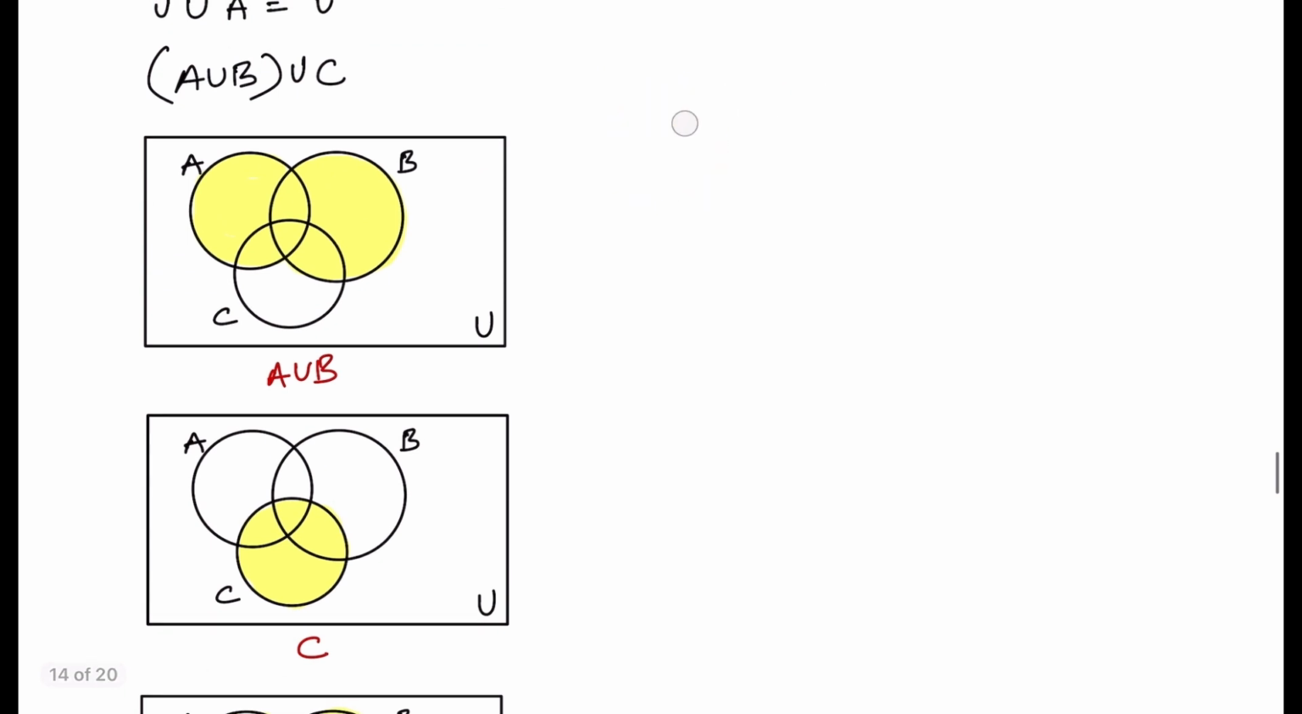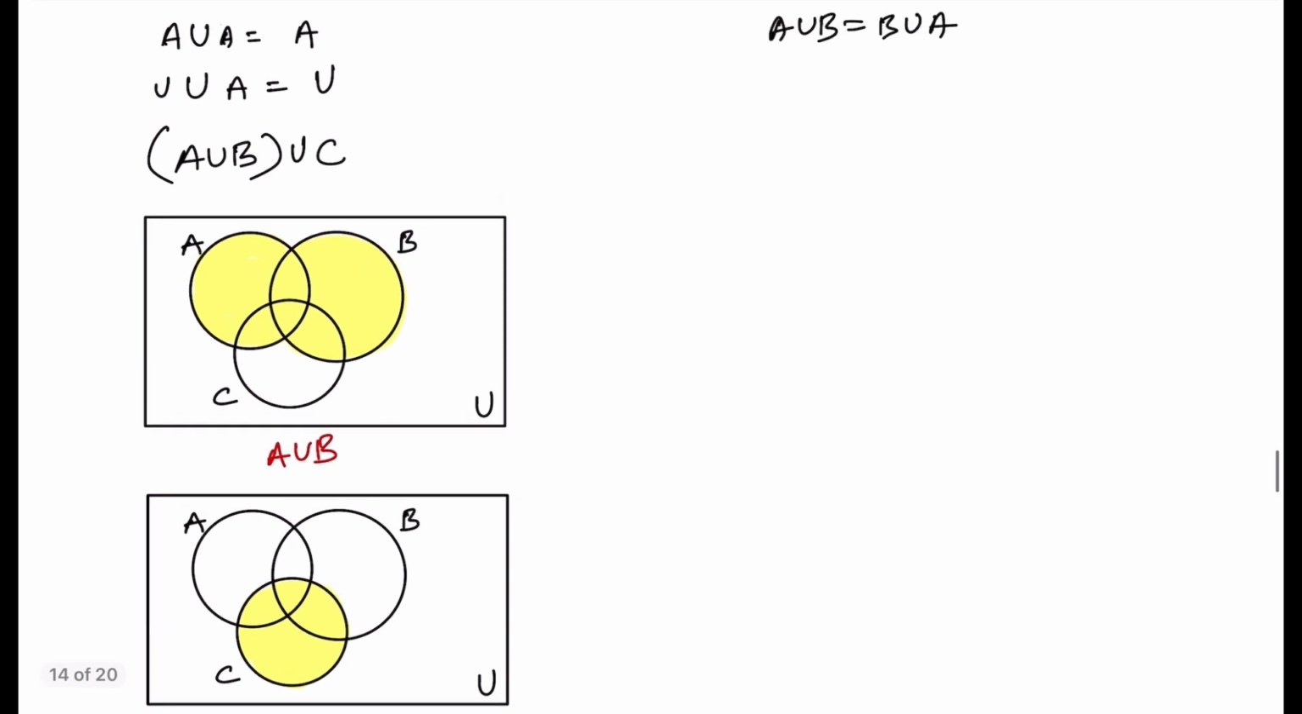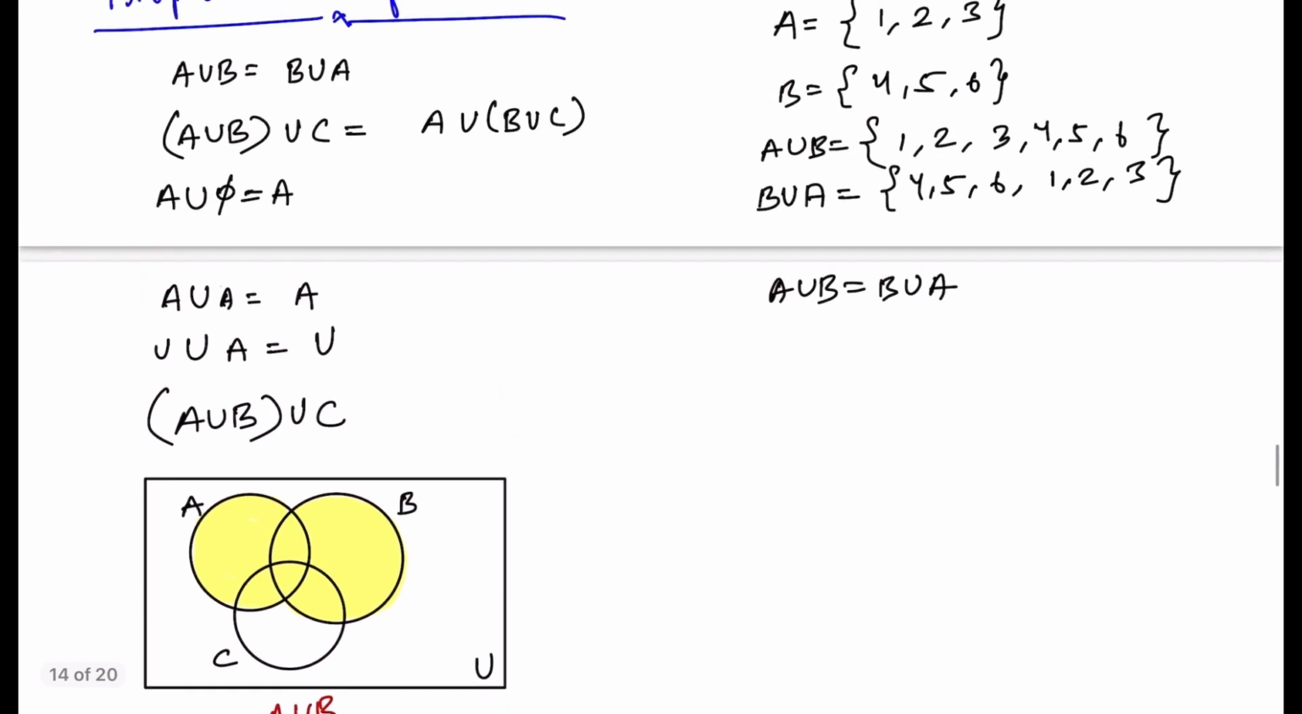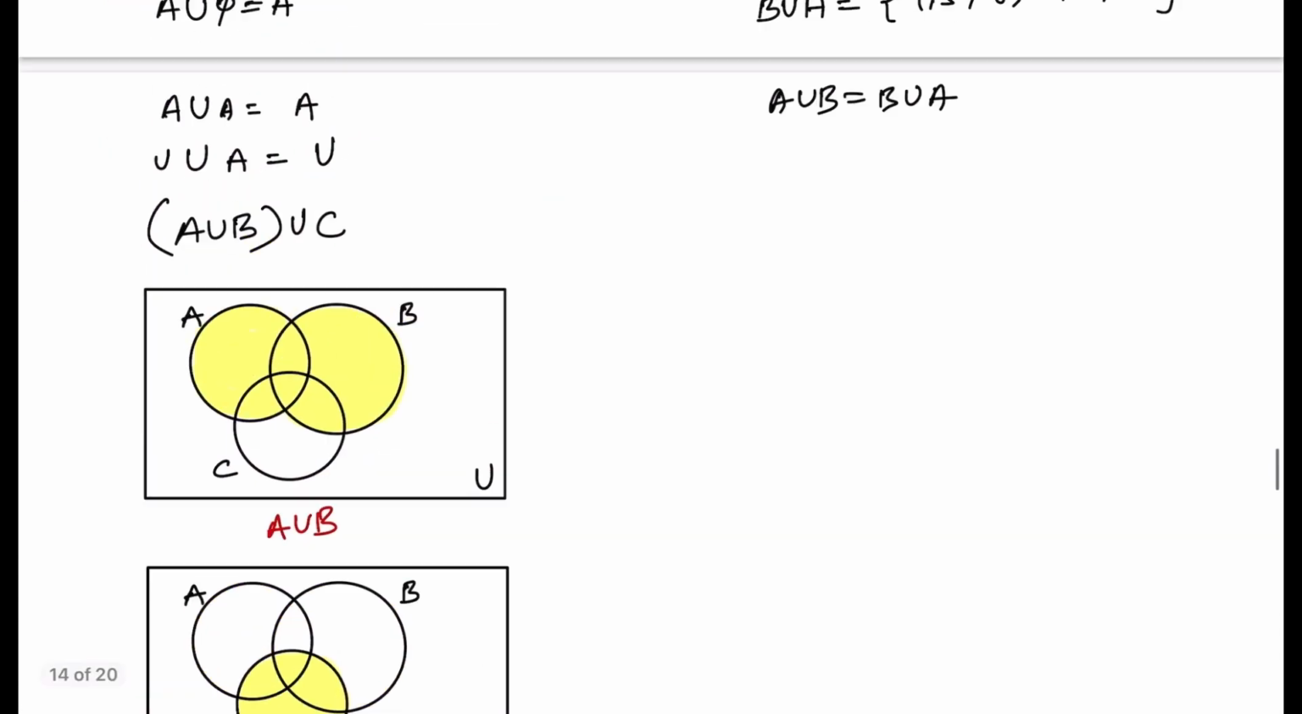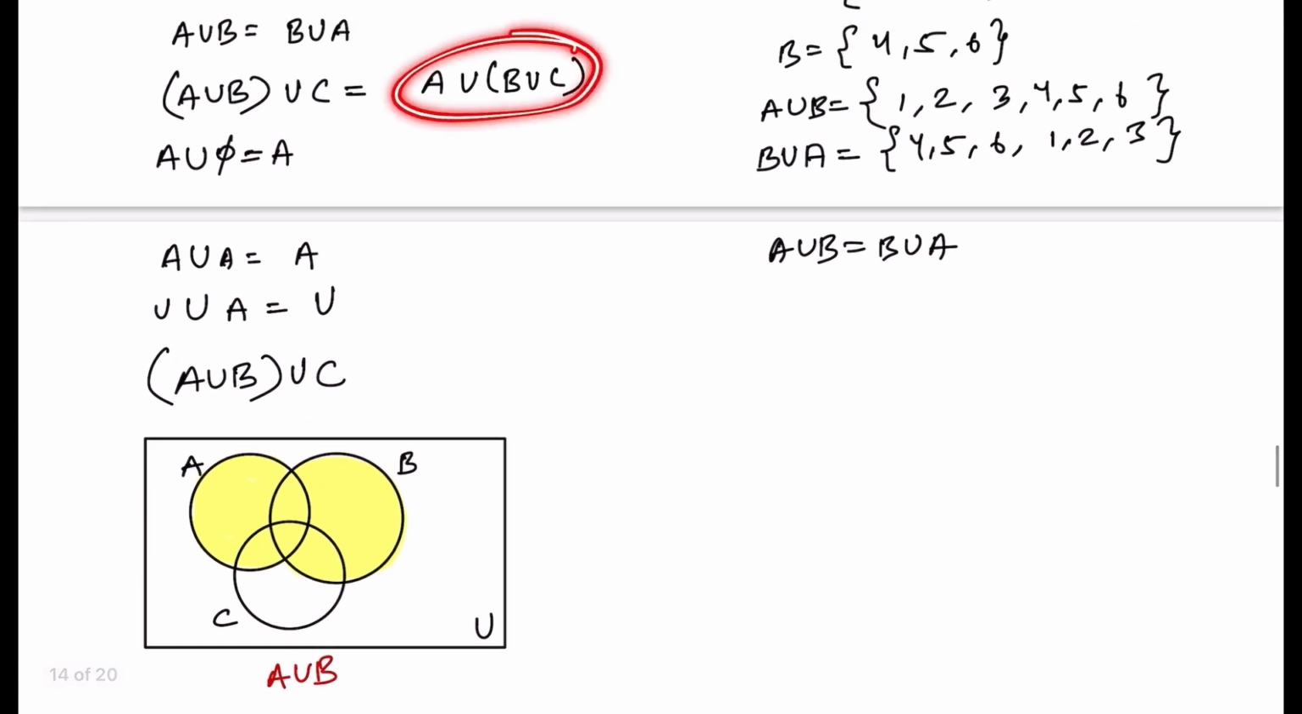Now this is only for this one. Okay, this is only for this one. So the region of this is this whole region. Now we will prove the same thing for the right hand side.